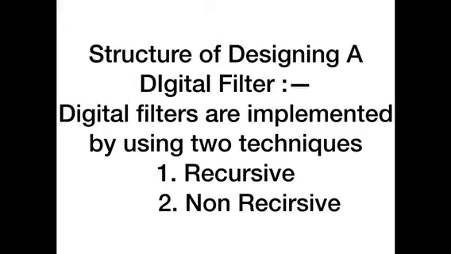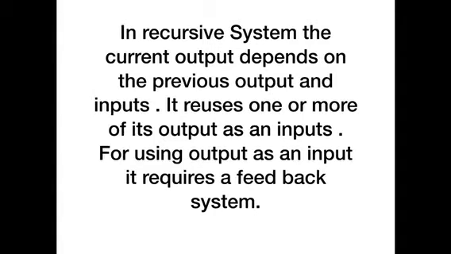There are many design processes for a digital filter, but the entire design process is based on two technologies. One is known as recursive and the other is known as non-recursive. A recursive system is defined such that the current output depends on the previous outputs and inputs. From this definition, it is clear that it reuses one or more of its outputs as an input. For using an output as an input, it requires a feedback system. So, a recursive system always consists of feedback.